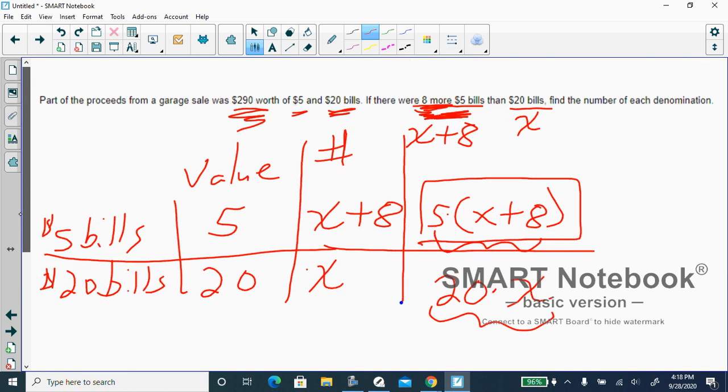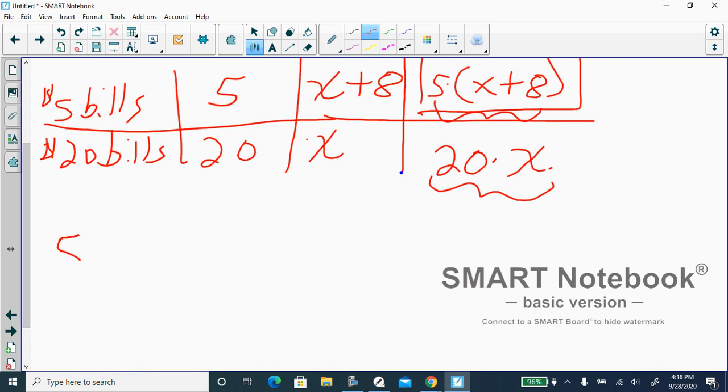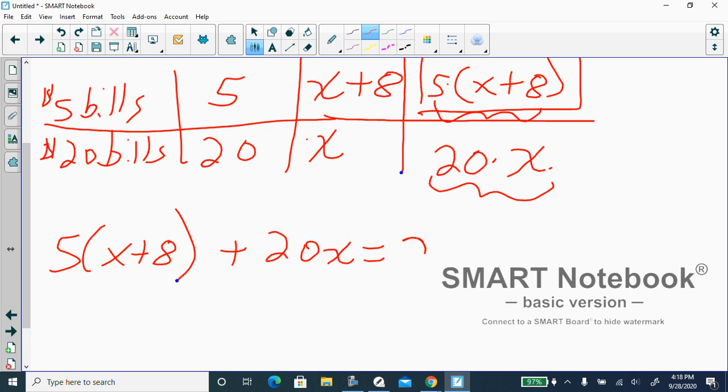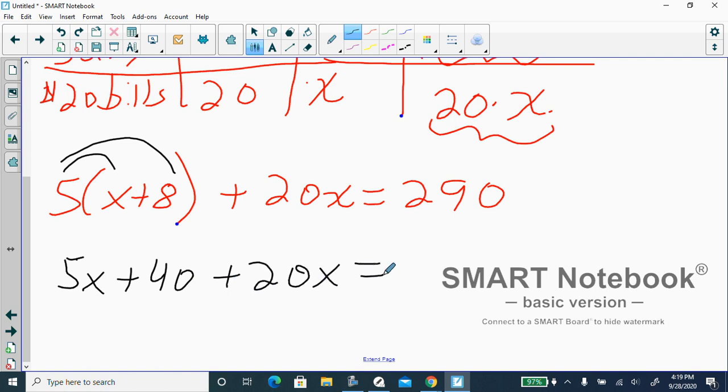We're told that the total amount of money is $290, where total means add. So the money from $5 bills plus the money from $20 bills is going to be a total of $290. Now we just need to solve this equation. To get rid of the parentheses, we distribute: 5 times x plus 5 times 8. Bring down the 20x, that should equal 290.